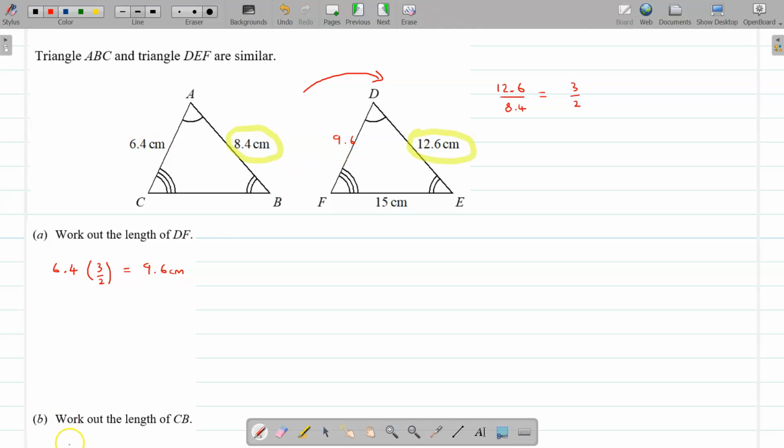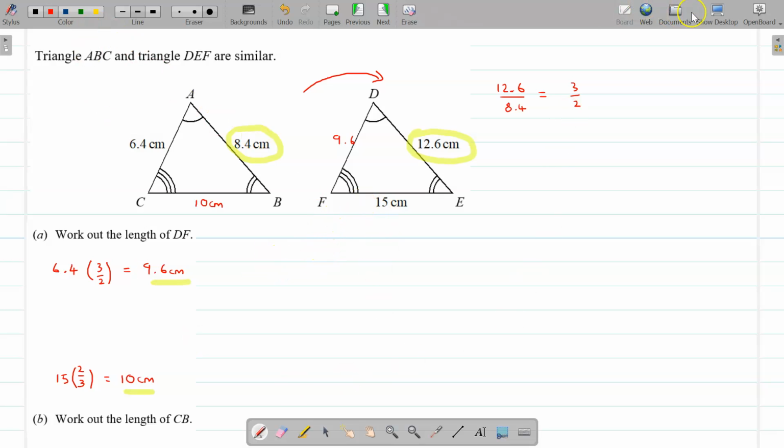And finally, we've got to work out the length of CB. I'll do that just here. Well, CB is going to be 2/3 of FE. So CB is going to be 15 times 2/3, which is simply 10. So once you found the scale factor, these sorts of questions are really quite simple. So that's 10 centimeters along there. And you can check lots of different ways to see that that fits with everything that you have there.